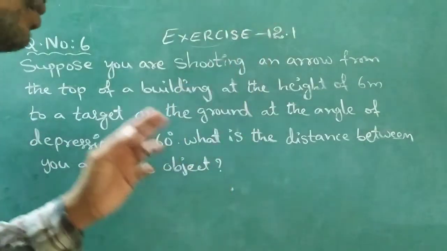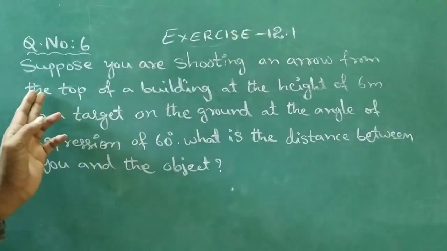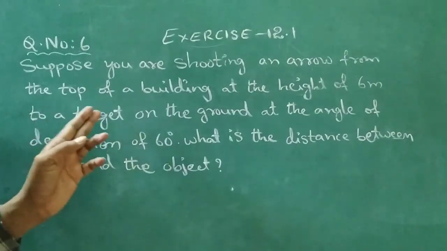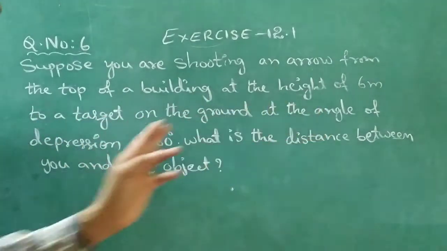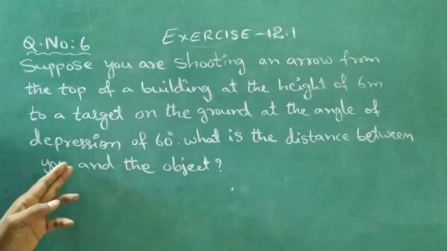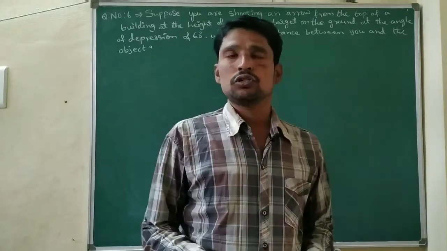Exercise 12.1, question number 6. Suppose we are shooting an arrow from the top of a building at a height of 6 meters to a target on the ground. At an angle of depression of 60 degrees, what is the distance between you and the object? Let us see the solution.